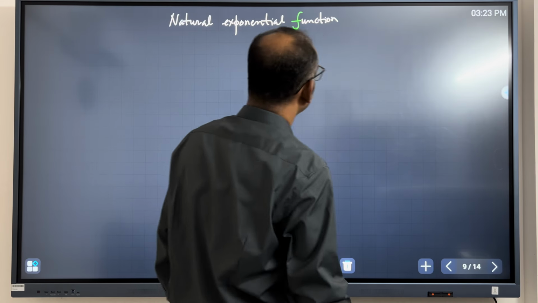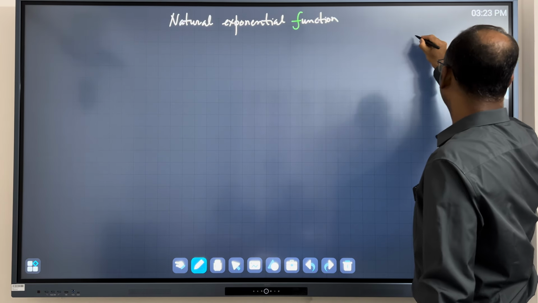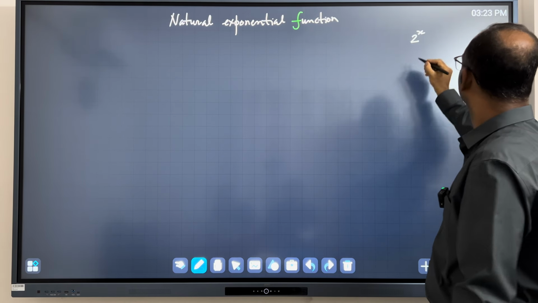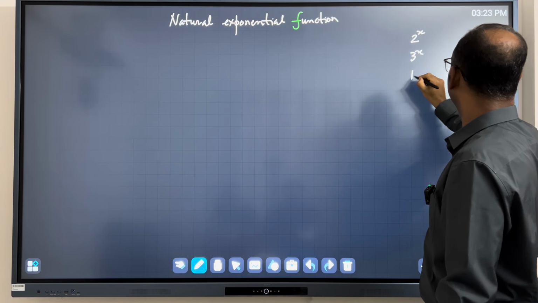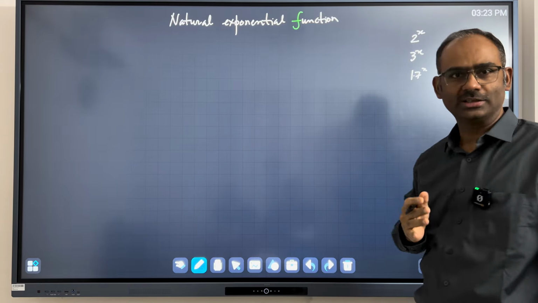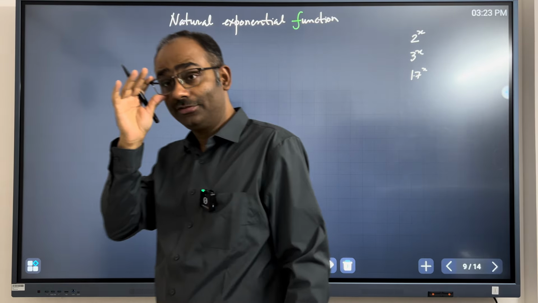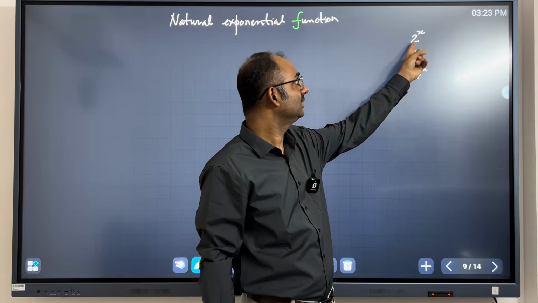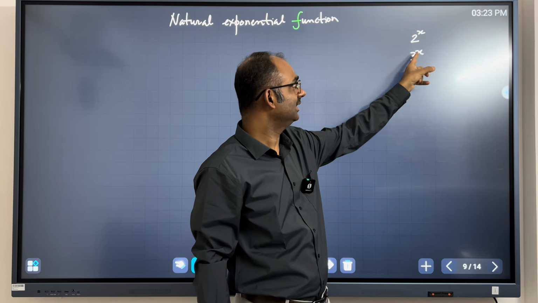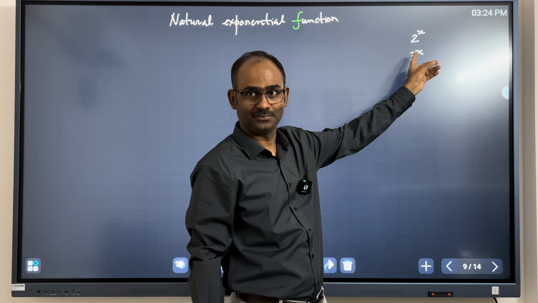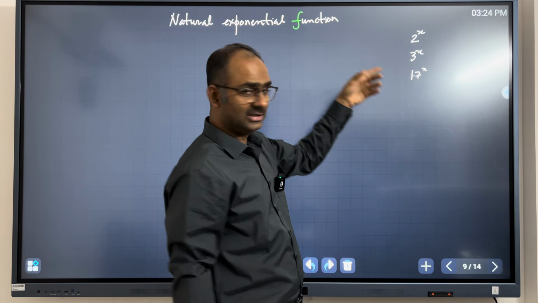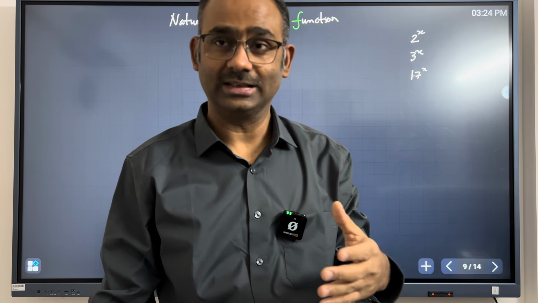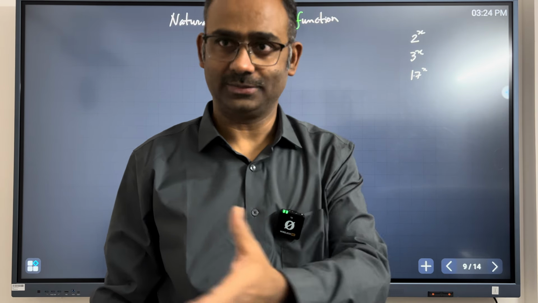So, 2 to the x, 2 raised to the power x, that's an exponential function. 3 raised to power x, 1.7 raised to the power x, these are all exponential functions. And this exponential function is to the base 2. For this exponential function, the base is 3. And for the exponential function that we have seen, the base is e. And e is around 2.7 something.